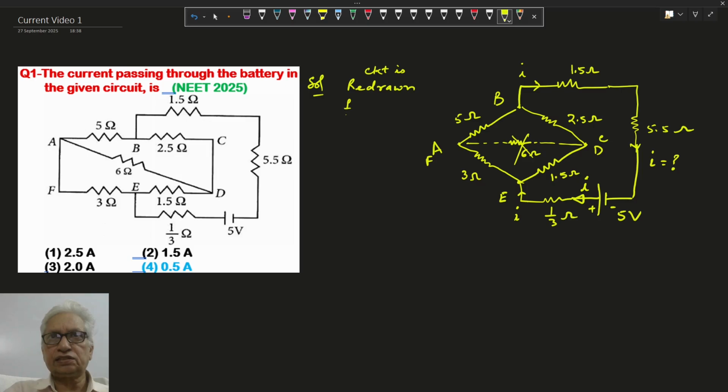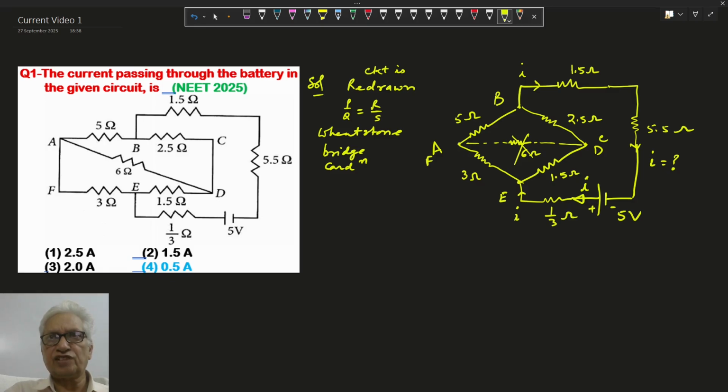So this condition P upon Q is equal to R by S, the Wheatstone bridge balance condition. The bridge balance condition is satisfied. So the resistance of 6 ohm is removed.